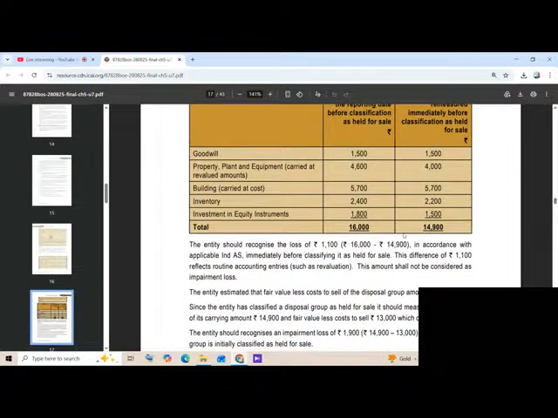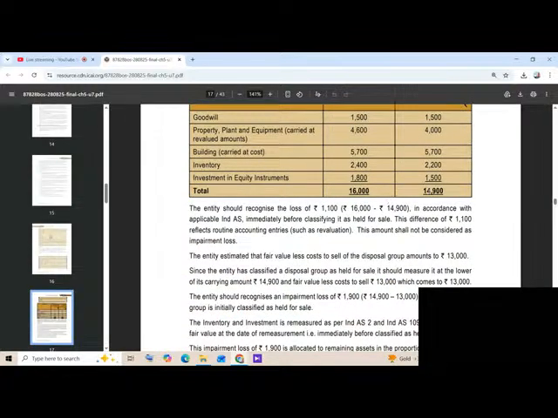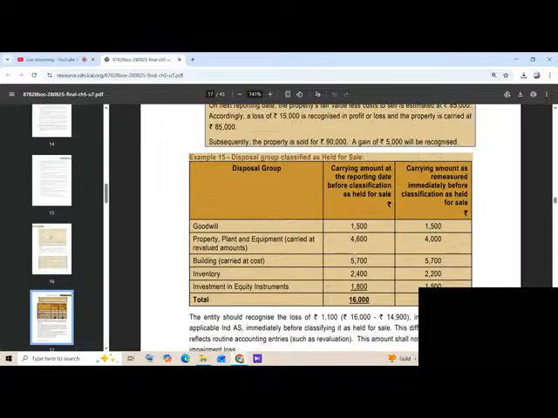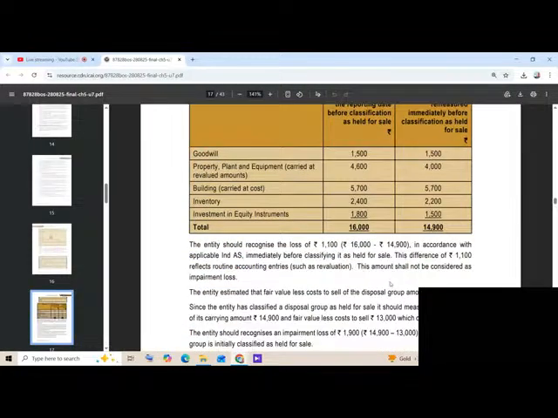So the total disposal group carrying amount is 14,900. So the entity should recognize the loss of 1100, 16,000 minus 14,900, in accordance with applicable Ind AS immediately before classifying it as held for sale. This difference of 1100 reflects routine accounting entries such as revaluation. The amount shall not be considered as impairment loss.